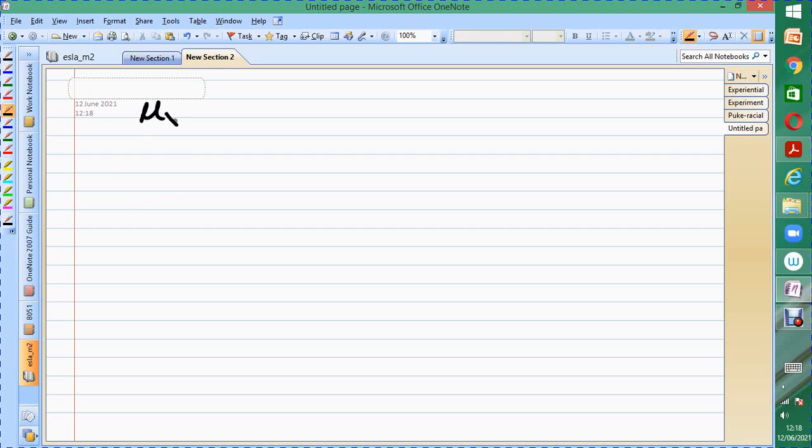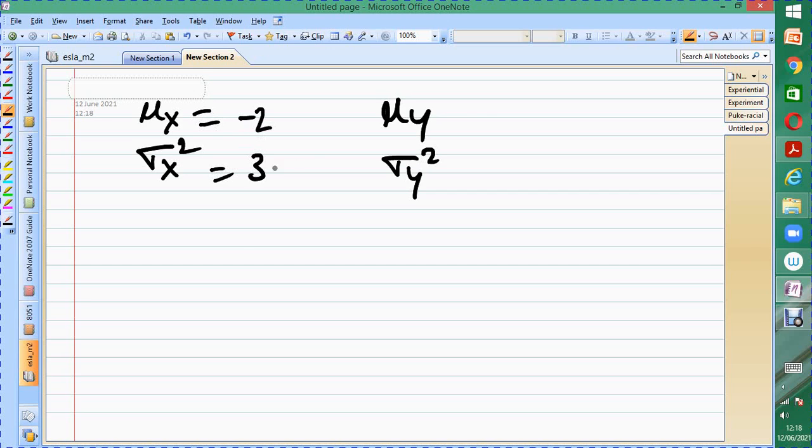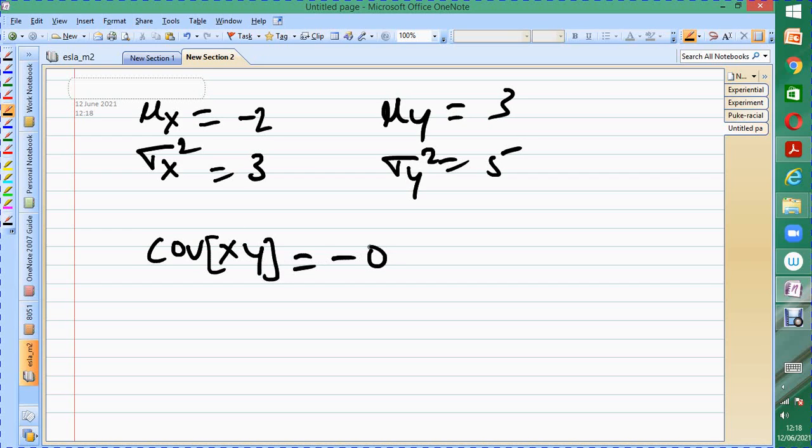So here we are given mu x and sigma x square, mu y and sigma y square values. So mu x is -2 and sigma x square is 3, and for y it is 3 and 5. Along with that we are also given covariance of xy, which is equal to -0.8. So given this, we are asked to calculate rho xy, that is the correlation coefficient.